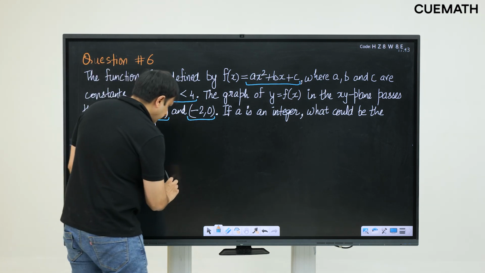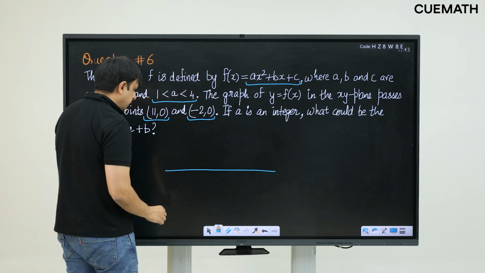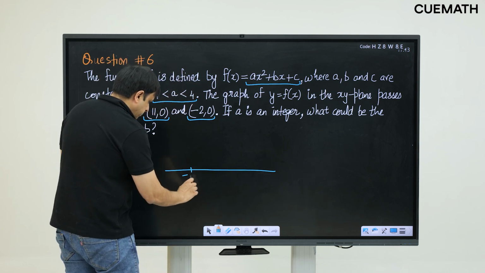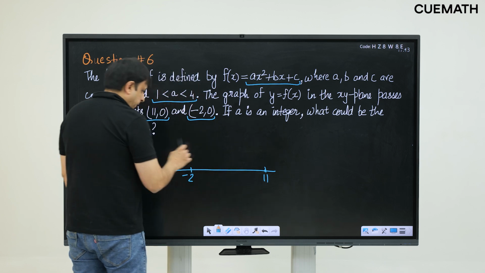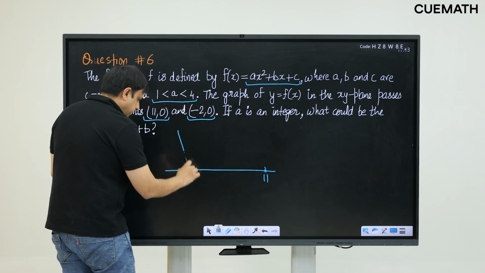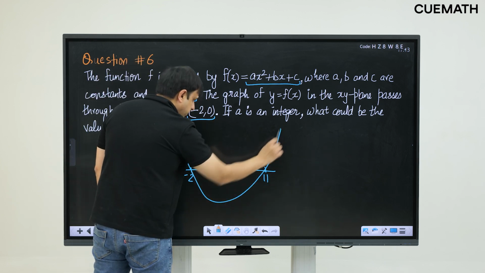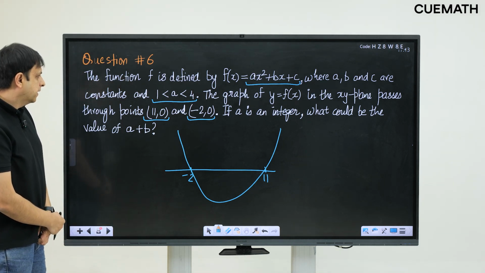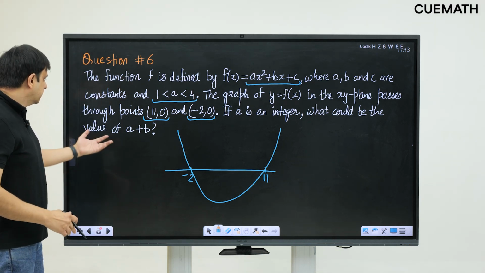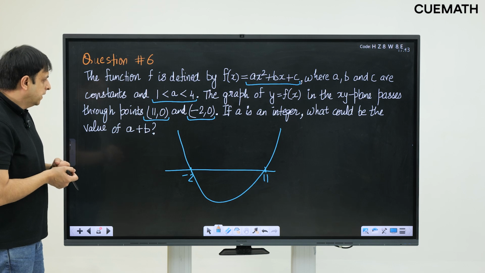So, let us just quickly draw out a rough figure here. So, this is minus 2, let us say minus 2 comma 0, and this is 11. I am not writing out the full coordinates, just the x values. So, my graph will be something like this. And now it said if a is an integer, what could be the value of a plus b?